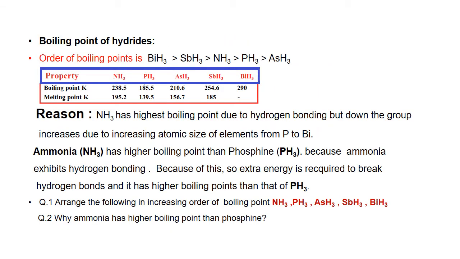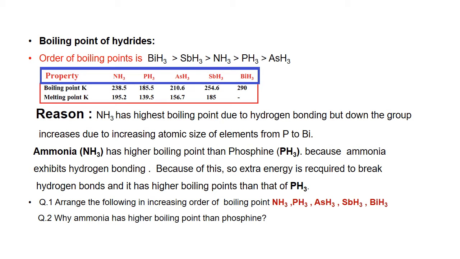Boiling point of hydrides, the order is given in the table, and it indicates that bismuthine has a higher boiling point than stibine, and then ammonia, followed by phosphine and arsine. Ammonia has a higher boiling point due to hydrogen bonding, but down the group it increases due to increasing size of the elements.